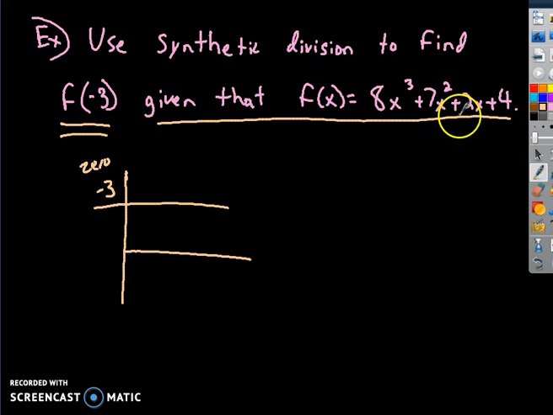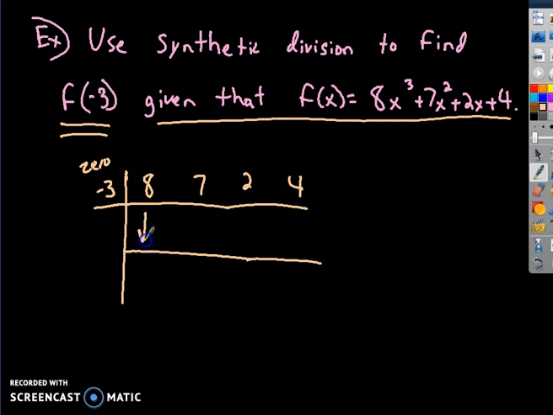Alright, and then, keep in mind, I could have found f of negative 3 by plugging in negative 3 into all those. If I didn't have a calculator, I might not really want to do that, because the numbers might get pretty big. Let's try with synthetic division. So the numbers are in the right order, so it's cubed, squared, first, constant, so everything's in a good order. So I don't have to plug in the zeros. So this is 8, 7, 2, and 4.